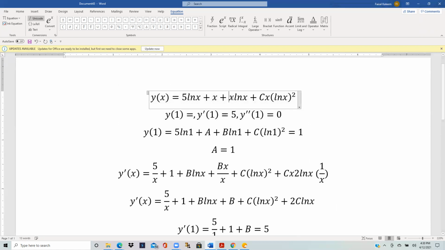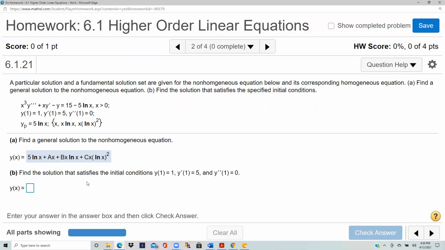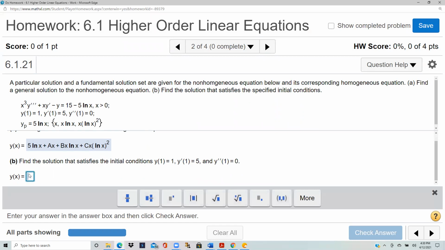B was negative 1. C is 3. So 5 ln x plus x minus x ln x plus 3x ln x. Plus x minus x ln x.